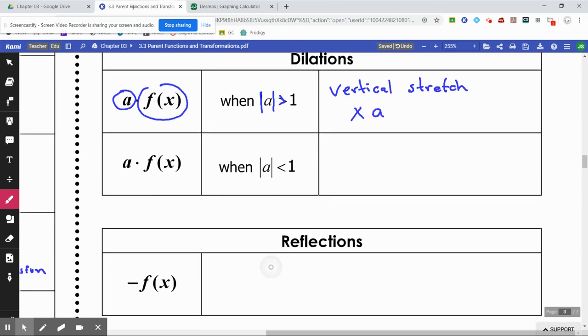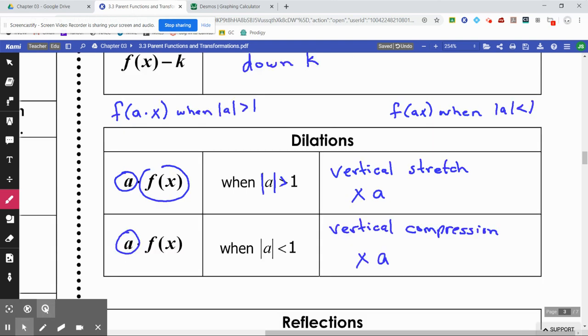Now, what happens when a is a fraction, like a half or a fourth? That's going to be a vertical compression by a factor of a as well. So if it's like a 1/2 or a 1/4, it's going to compress it by 1/2 or 1/4 or whatever that a value is. Now let's go ahead and add to it those extra two that I gave you.